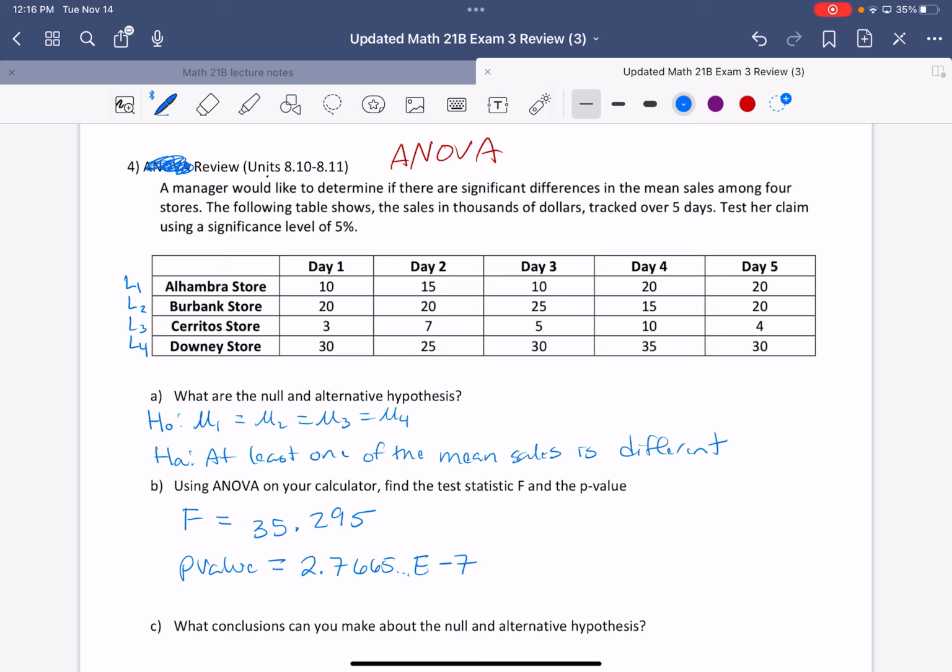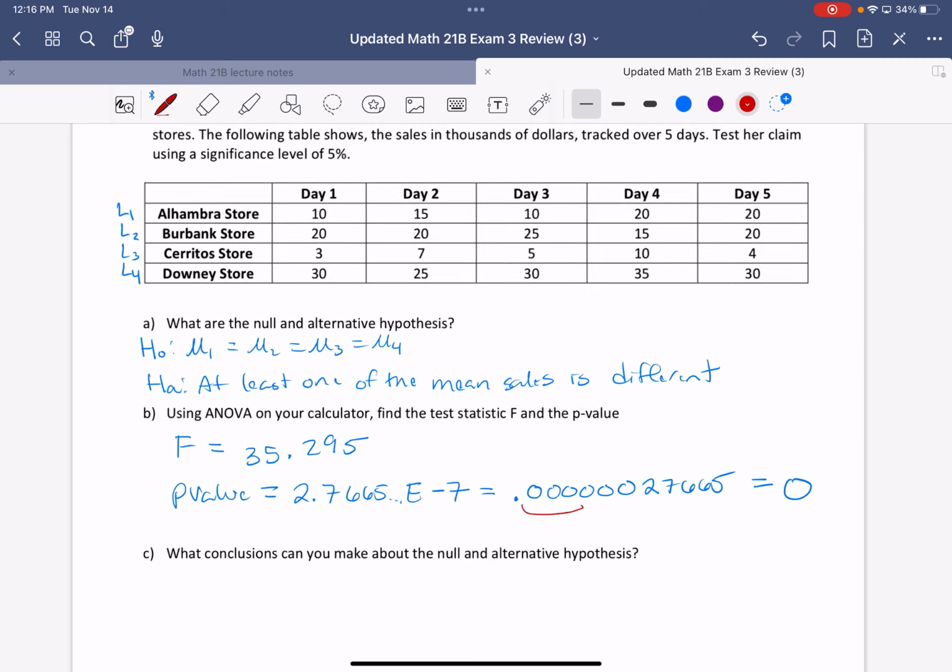Remind me, what does that E tell me? Good, we're going to move the decimal to the left 7 spaces. So that's the same thing as 0.0000002766. If I were to round this to 3 decimal places, this might as well just be what? 0. Good. Not 0.1, not 0.02. Just rounded to 3 decimal places, looking at the first chunk, it's just 0.